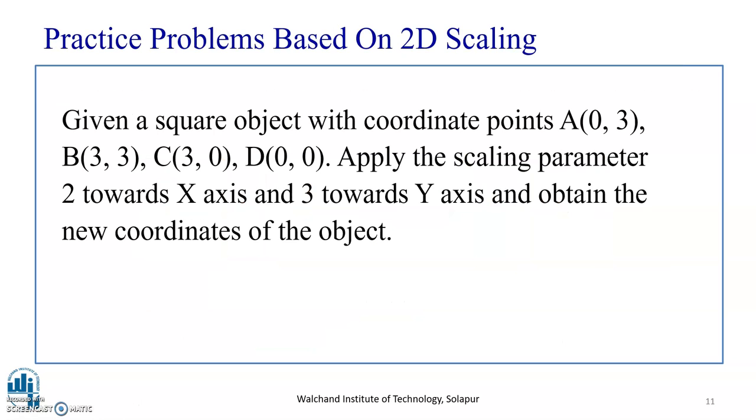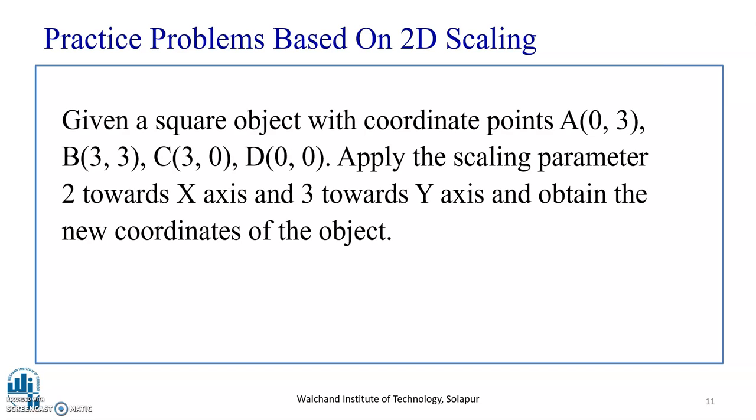We now solve a practice problem based on 2D scaling. The problem is: given a square with object coordinates A(0,3), B(3,3), C(3,0), D(0,0), apply a scaling parameter of 2 towards the x-axis and 3 towards the y-axis. Obtain the new coordinates of the object. So what do we understand here?